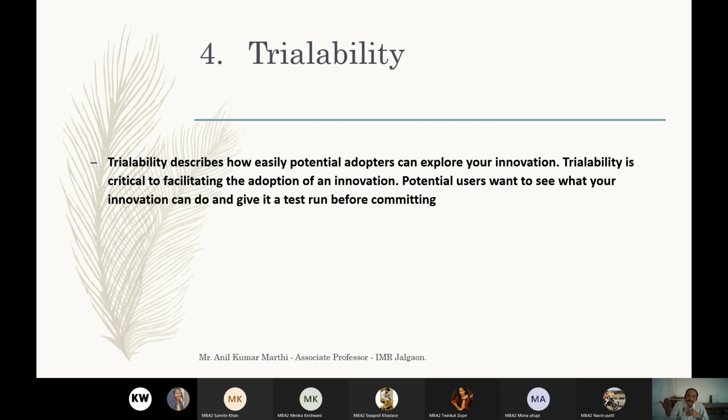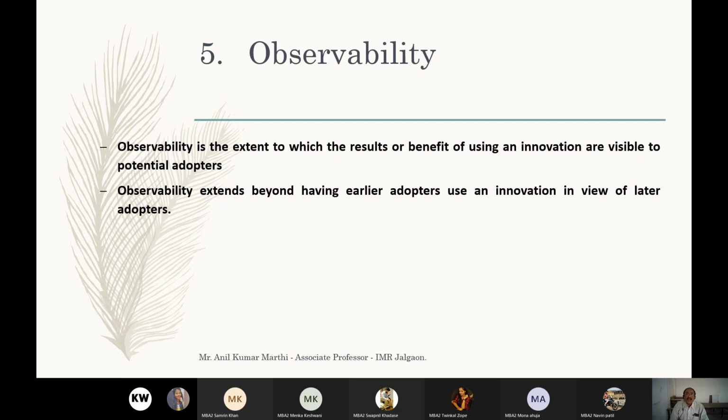So when it started, trialability was the main aspect. So this is the fourth characteristic of innovation. Before accepting a particular innovation of a product or a domain or a service, we will look into such characteristics. The last one is observability. Observability is the extent to which the results or benefit of using an innovation are visible to potential adopters. Observability extends beyond having earlier adopters use an innovation in view of later adopters.